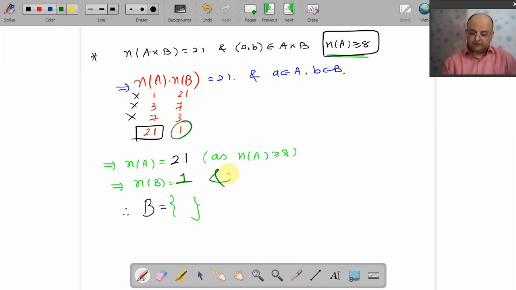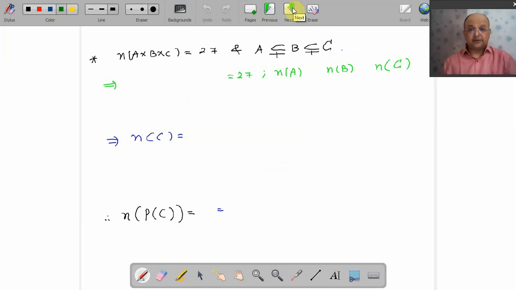N of B is 1, and from this it follows that b belongs to B. Ordered pair (a, b) belongs to A cross B, meaning the first element comes from your first set and the second element comes from your second set. So I can say that b belongs to B. So B is just the singleton set {b}. Wasn't it easy? Yeah.